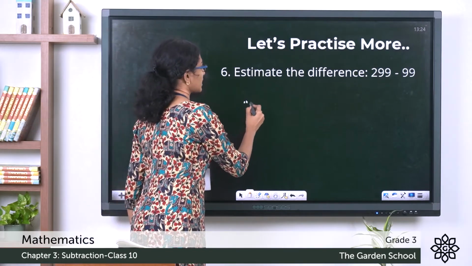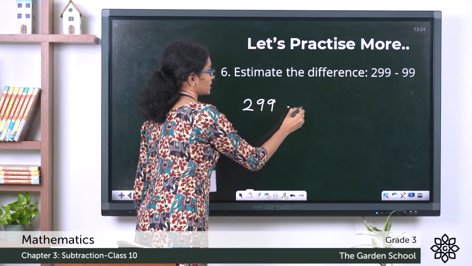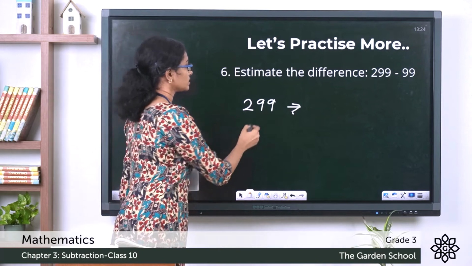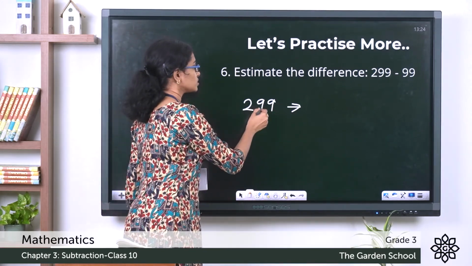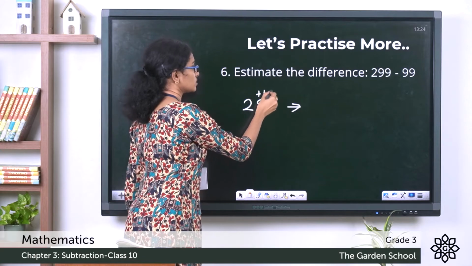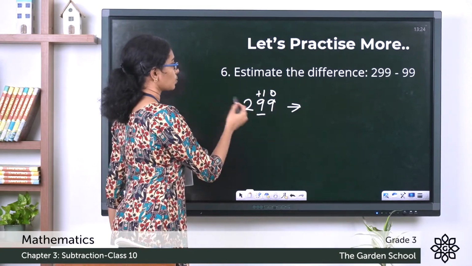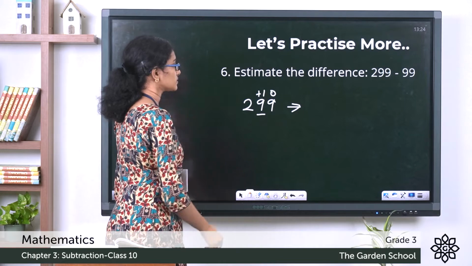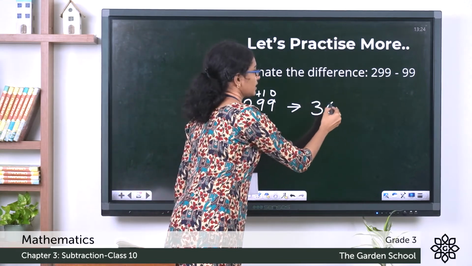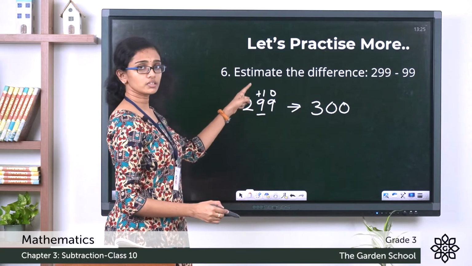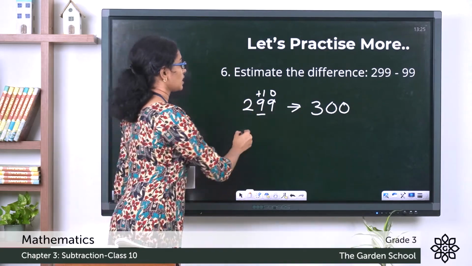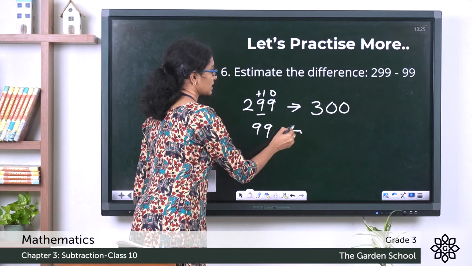So what is 299 rounded off to the nearest 10? Here the rounded digit is 9, and to the right of it you have 9. So let's add 1 to this 9 and change the digit to the right to 0. So what will it become? Here it becomes 300, right? Here it's 0, 9 plus 1, 10. That carry over goes here. So it becomes 300.